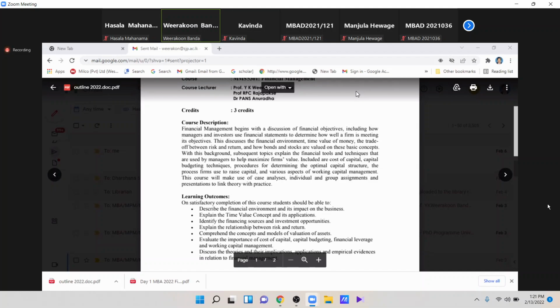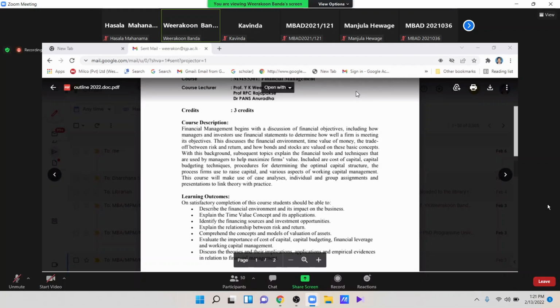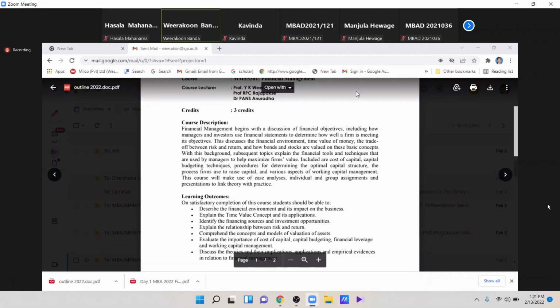It also discusses the financial environment, time value of money, the trade-off between risk and return, and how bonds and stocks are valued. On these basic concepts, subsequent topics explain the financial tools and techniques used by managers to help maximize firm value. Included are cost of capital, capital budgeting techniques, procedures for determining the optimal capital structure, the process firms use to raise capital, and various aspects of working capital management.